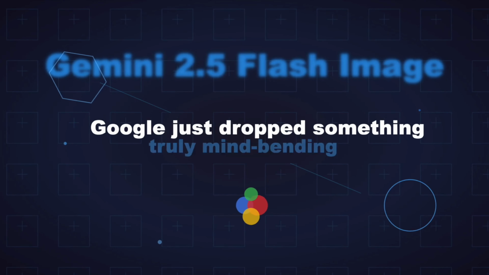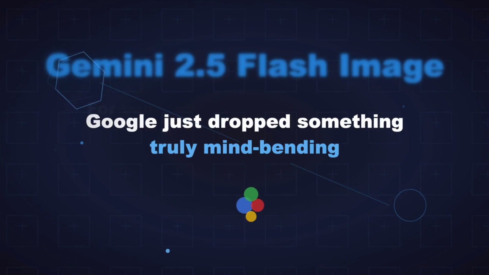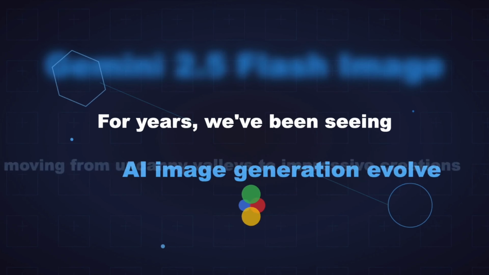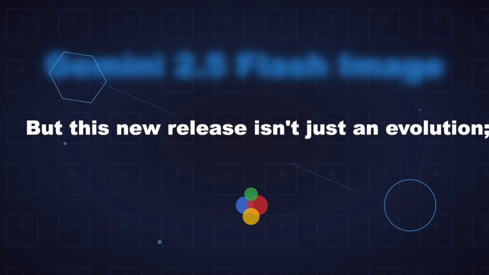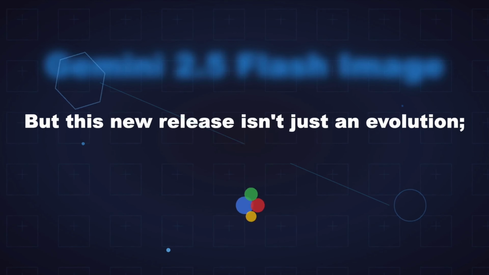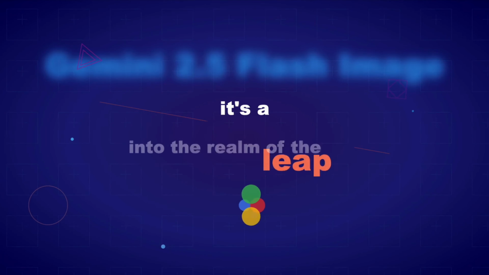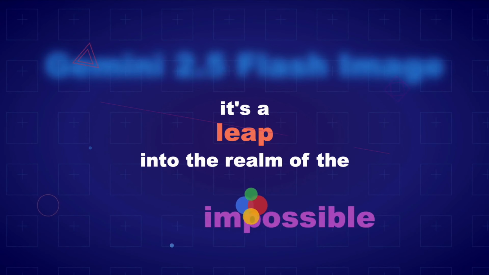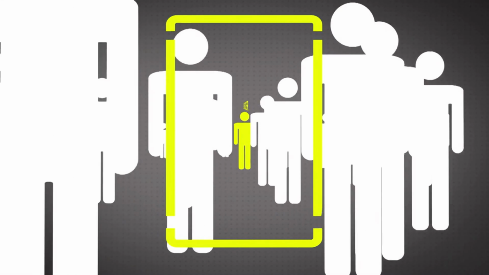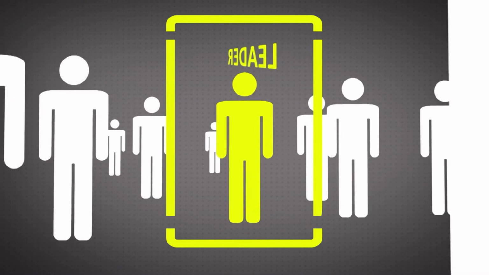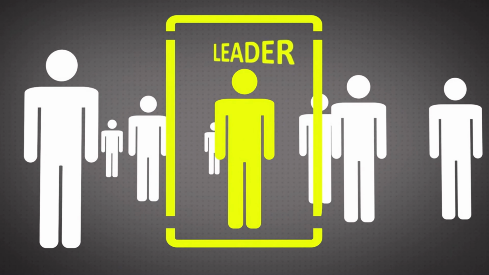Google just dropped something truly mind-bending. For years, we've been seeing AI image generation evolve, moving from uncanny valleys to impressive yet often limited creations. But this new release isn't just an evolution. It's a leap into the realm of the impossible. We're talking about an AI that doesn't just paint pixels, but genuinely understands the world, grasping physics, reflections, and character identity across an entire narrative.